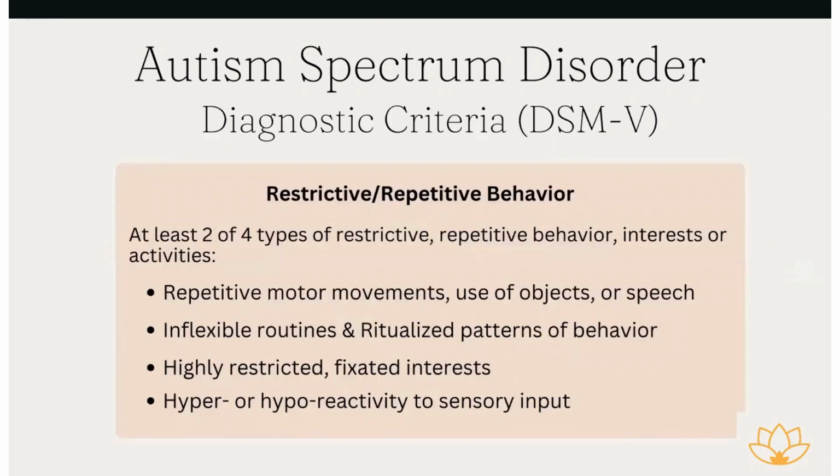So we have to have those three areas of social communication behavior. And then we also have to have at least 2 of 4 types of restrictive repetitive behavior, interests, or activities. And so we have to have 2 of these 4: repetitive motor movements, use of objects or speech, inflexible routines, ritualized patterns of behavior, resistance to change in routines, highly restricted and fixated interests, hyper or hypo-reactivity to sensory input.